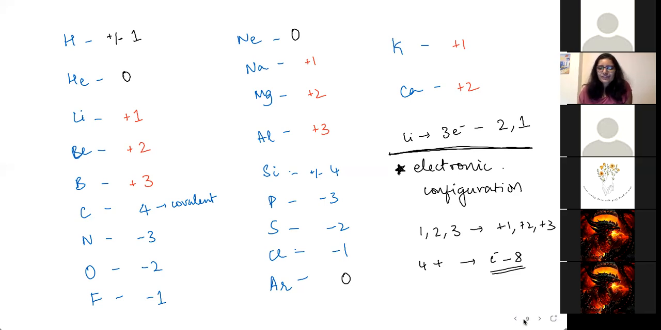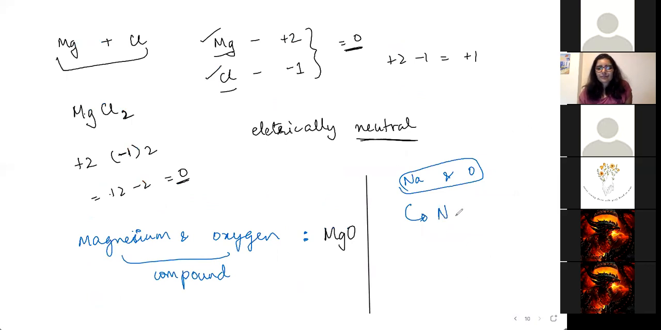Okay. So sodium's valency is +1, oxygen is -2. So to neutralize the -2, you need 2 of the +1s. So the formula will be Na2O. This is right. Let's step up the difficulty a little bit. Carbon and oxygen.